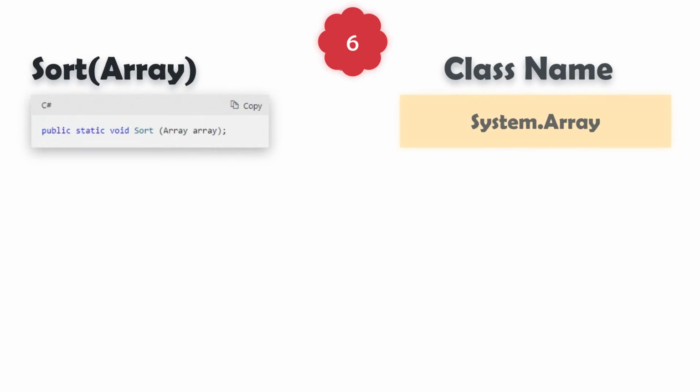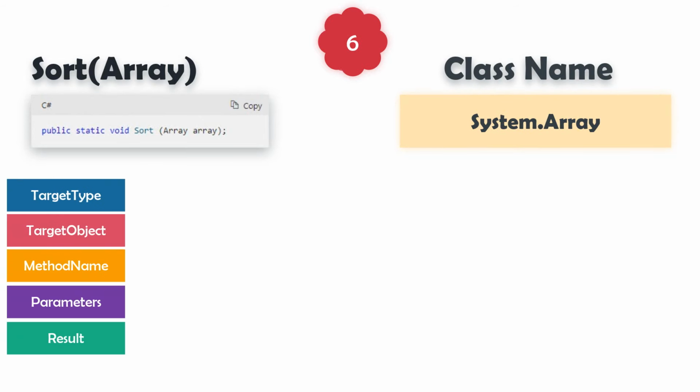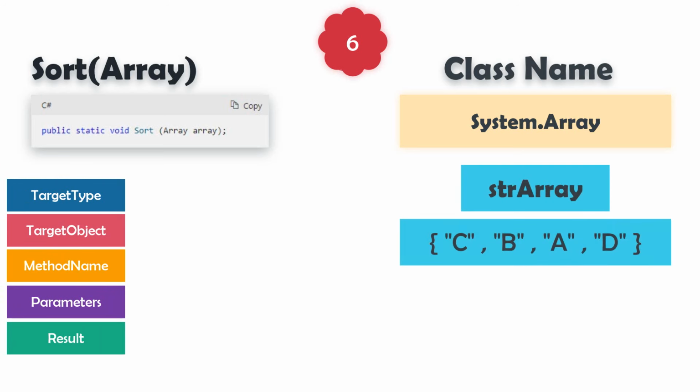The class name here is system.array. I will fill in the different parts here, then I will do it in UiPath later. I have for example the following array, which I want to sort using the current culture. So first we check if we have a static or non-static method. As you see we have the word static, which means it's a static method. In this case we fill in the target type and leave the target object empty. So in target type we write the class name, system.array. And target object empty. And the method name is sort.